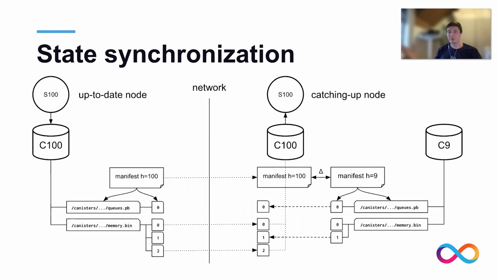So how can we proceed? We can copy the queues as they are. We can copy the first chunk of the memory into the new checkpoint. Then we need to fetch chunk number 0 from the node which is up to date, and chunk number 2 from the memory from the node which is up to date. So we combine the new checkpoint out of pieces.